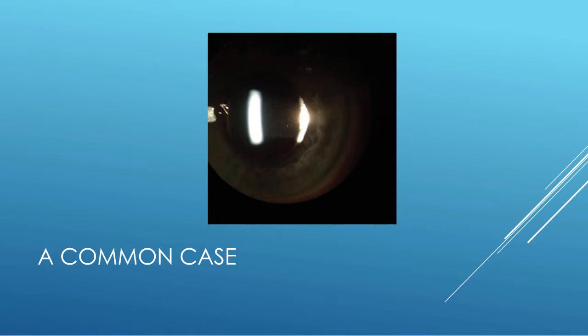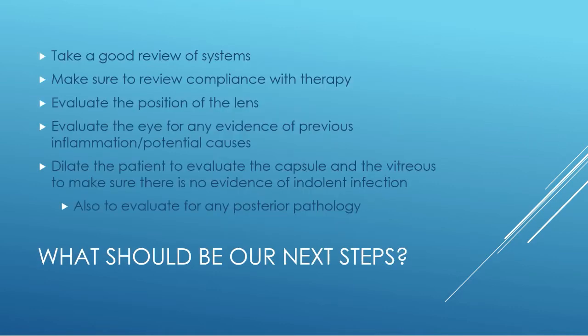On her examination, her vision has dropped from 20/20 when she was last seen to 20/40 today. As you can see from the slide above, she has 1 to 2 plus cell and 1 to 2 plus flare. Her lens appears to be in good position. What should be our next steps for this patient?